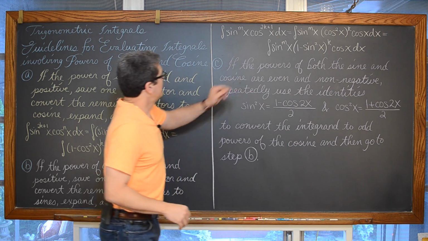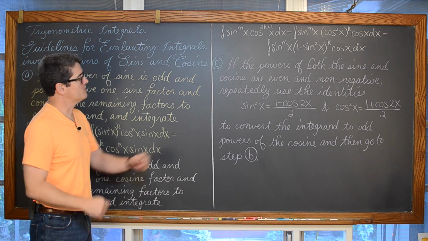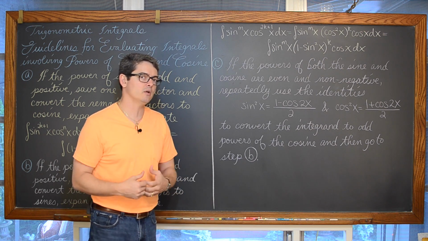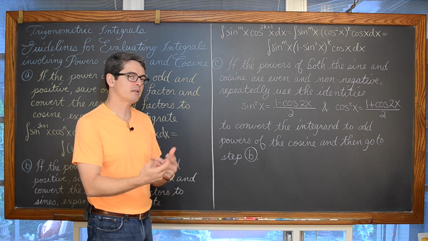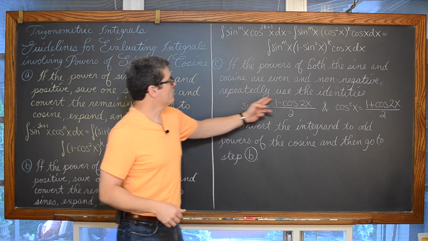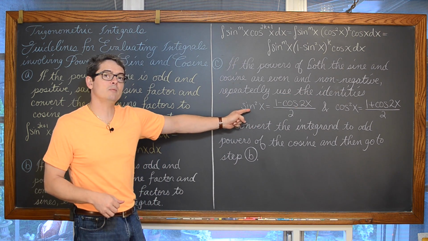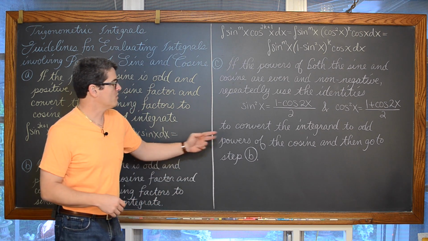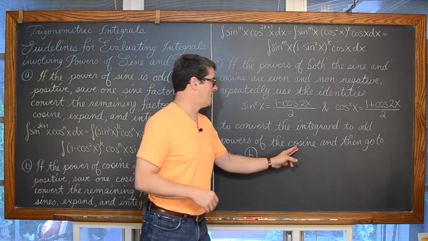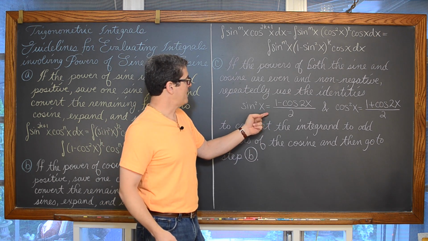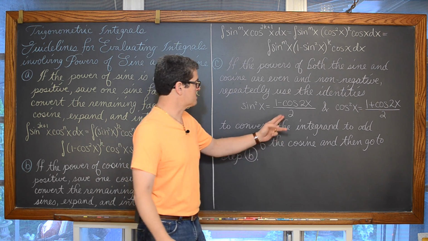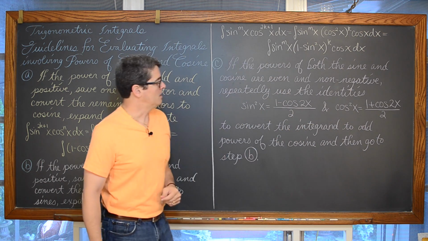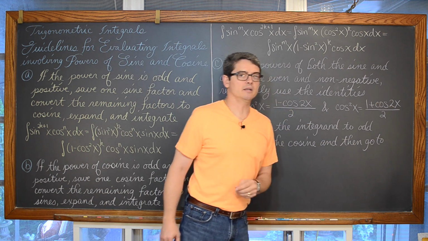Now, if the powers of both sine and cosine are even, and really this is true if you just have one trig function in your integrand that has that even power, we're going to repeatedly use these identities. These are the power reducing identities that you may have been introduced to in pre-calculus, to convert the integrand to odd powers of the cosine, because you can see sine squared of x is equal to 1 minus cosine of 2x over 2, and cosine squared still is going to leave you with the trig function of cosine in that new expression.